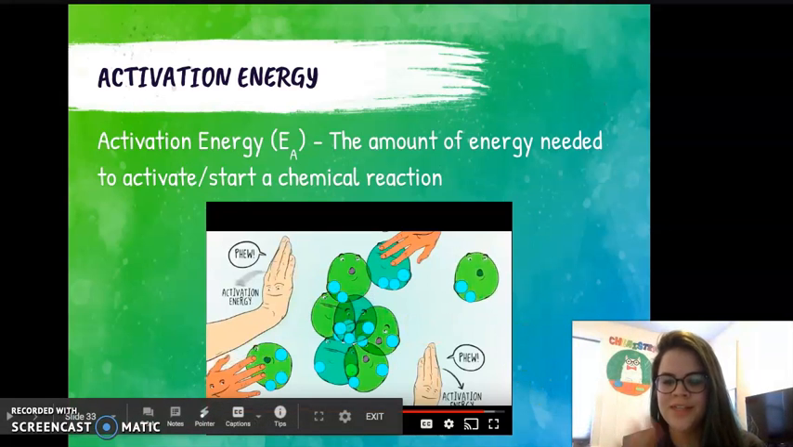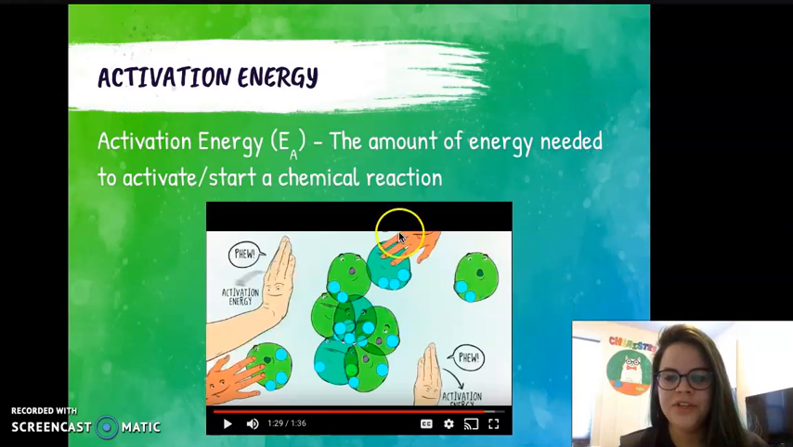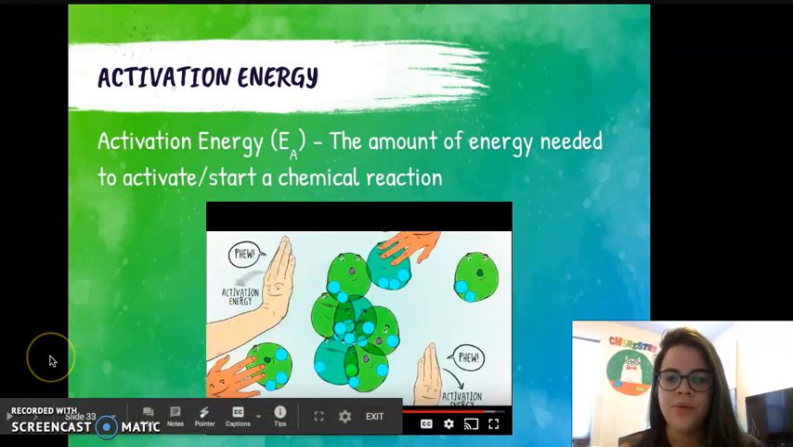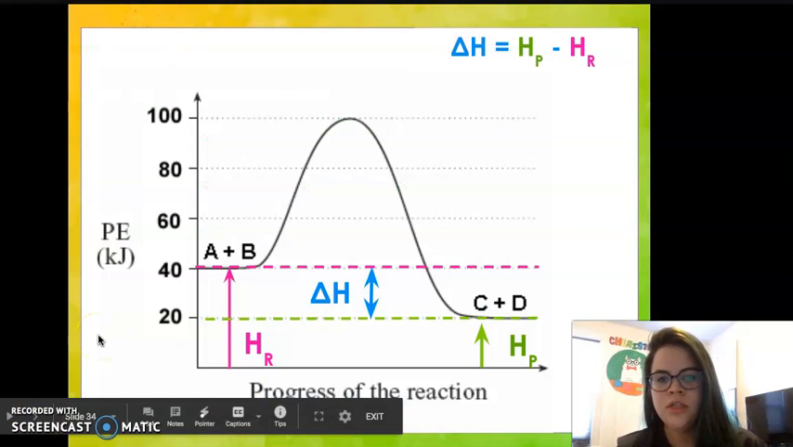Alright, so we'll talk about enzymes and things in our next lesson, but let's focus on that activation energy and how we can see it on these potential energy diagrams. So far this is what we've learned. We know that the beginning is called our heat of reactants, our end is called the heat of products, and the difference between the two is our delta H, or heat of reaction.